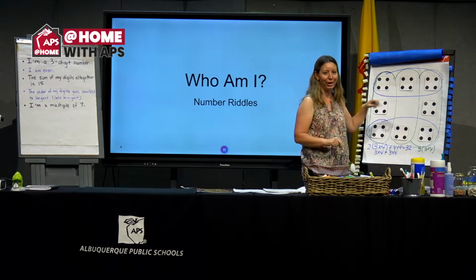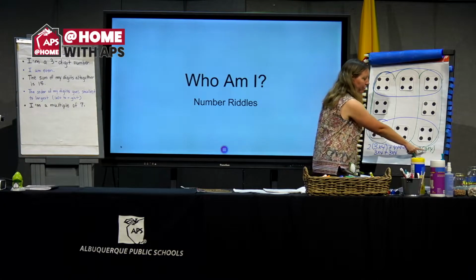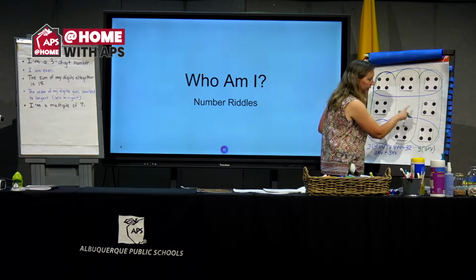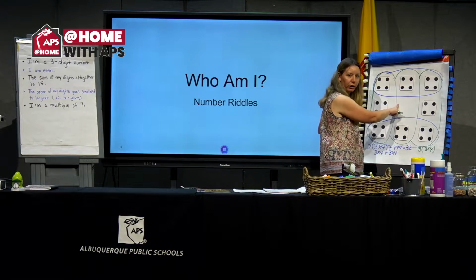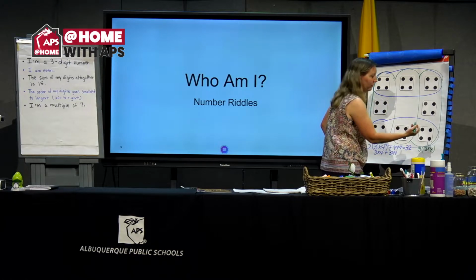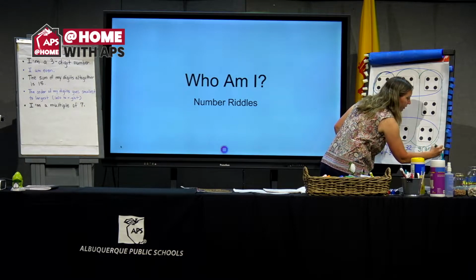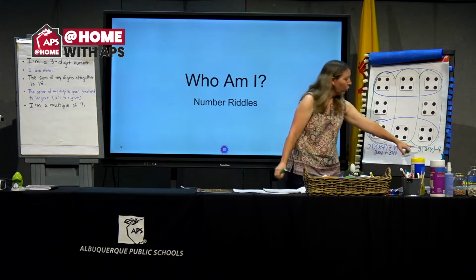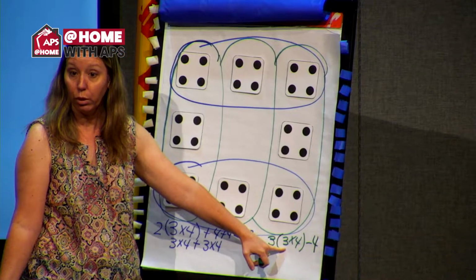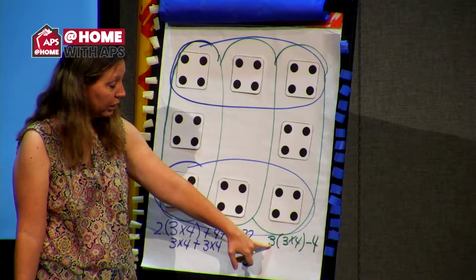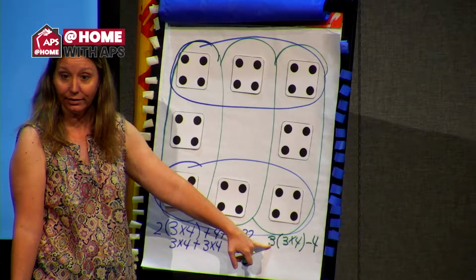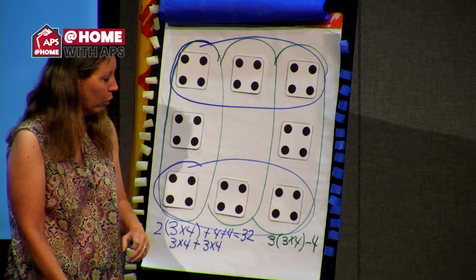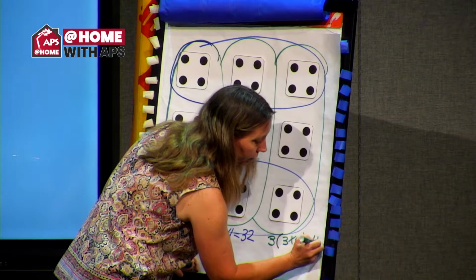But there is a way to do that. So I have my 3 groups of 4. But then because I added in an extra one before, I got to take it out. So I subtract that. So 3 times 4 is 12. 12 times 3 is 36. 36 minus 4 is the 32.